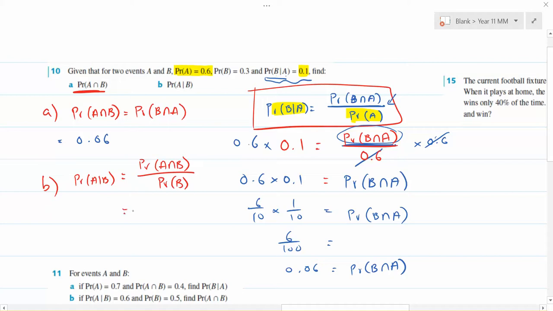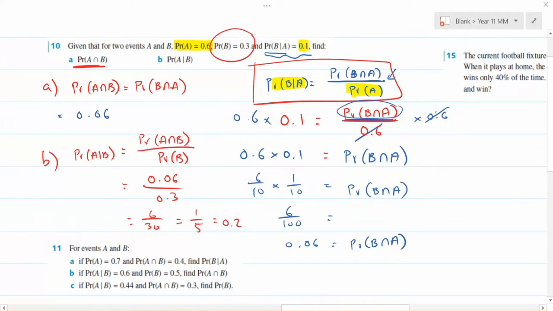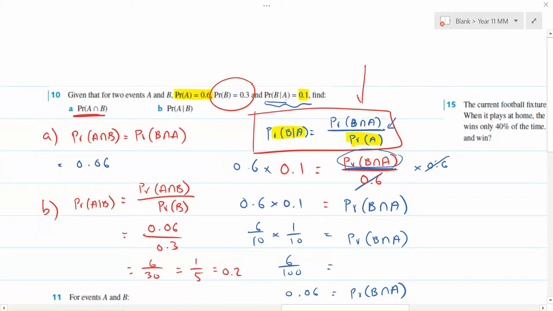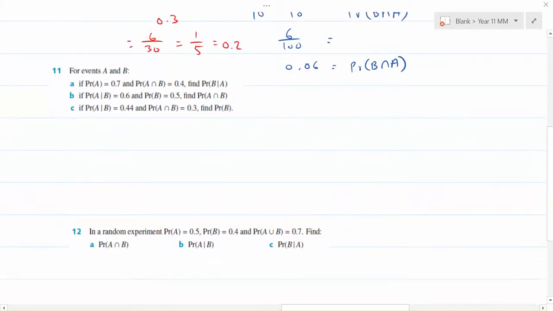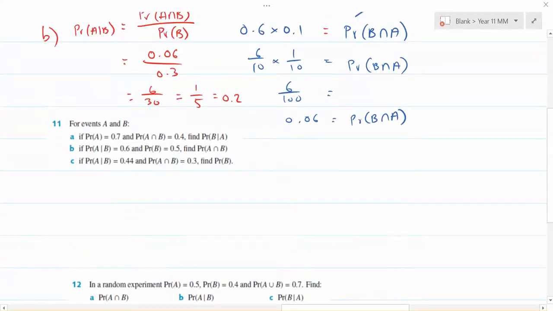So if you were to answer this question, we just found out what A intersection B is. It's 0.06 divided by probability of B. They already told us it's 0.3. So really, that's the same thing as saying 6 out of 30, which is the same thing as 1 out of 5, or you can change that to 0.2. And that's question 10. So all I'm really doing there is manipulating the formula I gave to you in class for exercise 9F, and I told you to copy that down. Let's do a few other questions that also manipulate the formula.